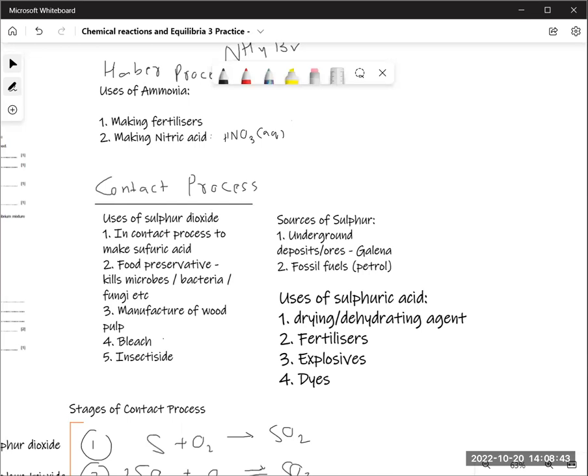What is NH3 plus H2SO4? What does it give us? It gives us an ammonium salt. It gives us ammonium sulfate, which is itself used as a fertilizer. It's basically a salt of ammonia.